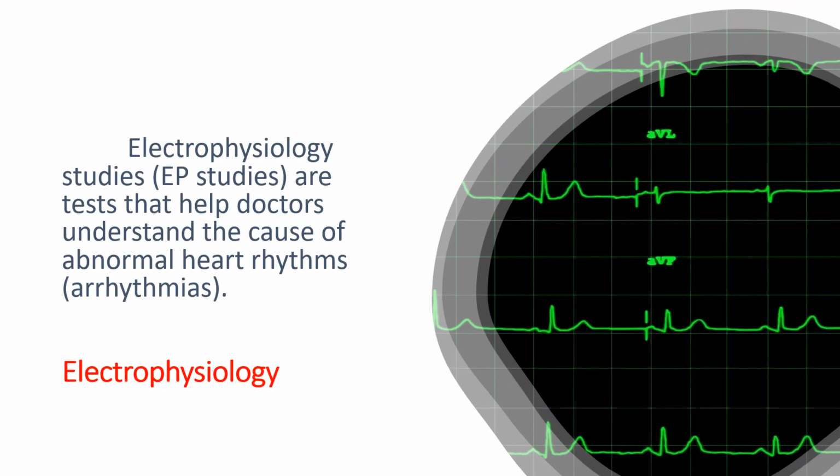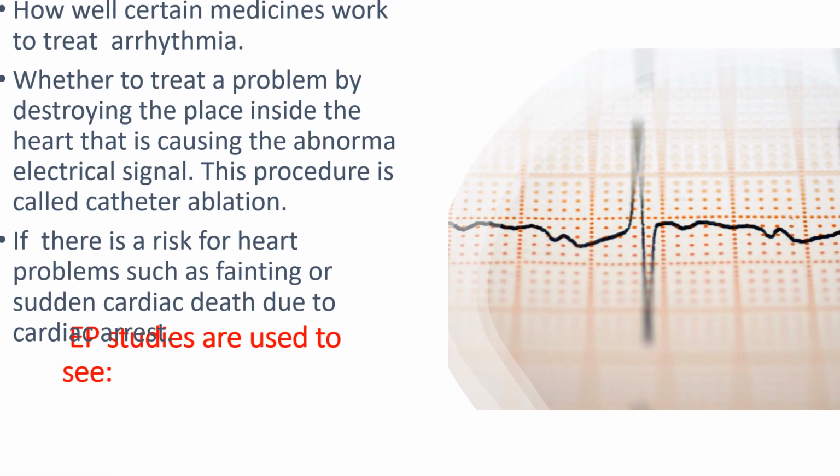Electrophysiology is a test that helps to understand the cause of heart arrhythmias, and further we can go for ablation. So here certain medication will be working at the time of ablation to destroy the abnormal electrical signal. That is called catheter ablation. We will find out exactly where the premature beats are arising, and using a certain catheter, we will ablate the premature beats.